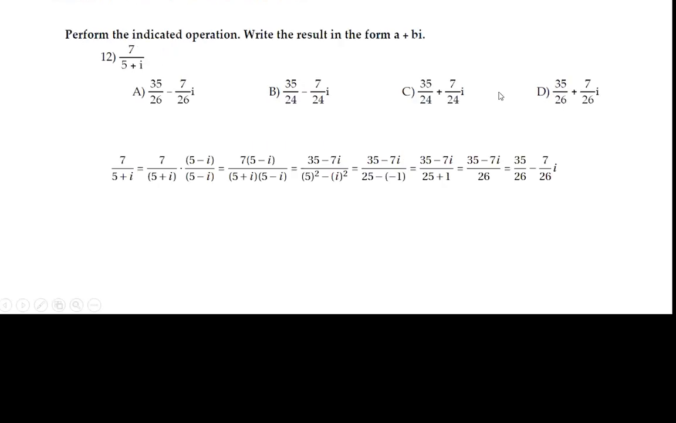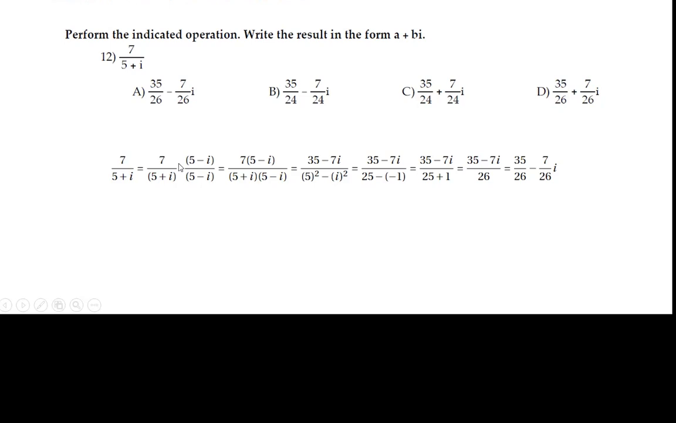Number 12. We want to perform the indicated operation and write the result in the form A plus BI. That means we need to split it up. We can't leave it as one fraction when we do our work. So we're starting with 7 over 5 plus I. And just like when we were taking the conjugate so that we could rationalize the denominator of that previous problem, the conjugate of 5 plus I is 5 minus I. Multiply by 5 minus I over 5 minus I, a form of 1, so we don't change the value.